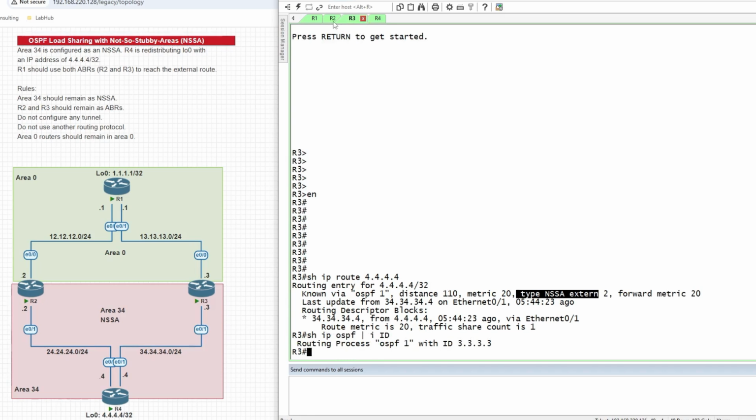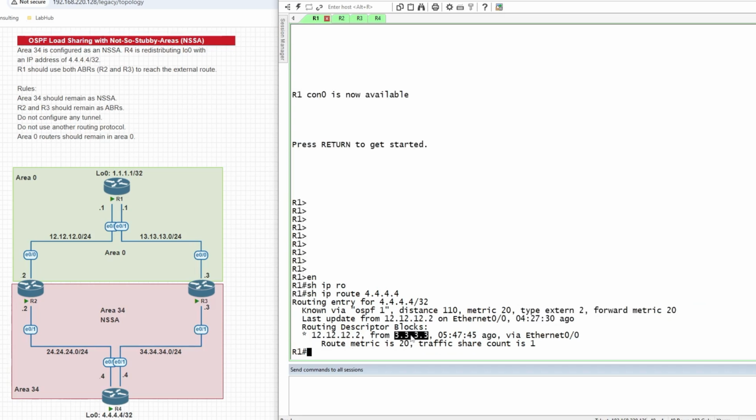So because R3 has a higher router ID, it does by default the type 7 to 5 translation. That is why we are seeing this LSA from R3. But we are seeing that the next hop from R1 to reach 4.4.4.4 is actually 12.12.12.2, which is the path through R2. So that is the second why that we have to answer.